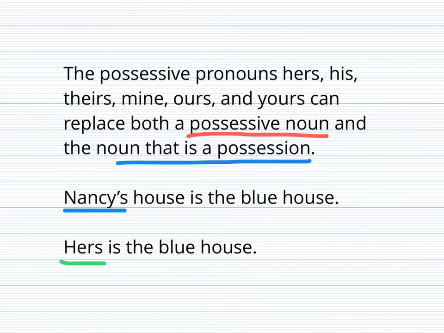It replaces both the possessive noun, showing that it is Nancy's house, and it also shows that the house belongs to her. It replaces the noun that is the possession. It is hers. So this word house is also replaced by hers.